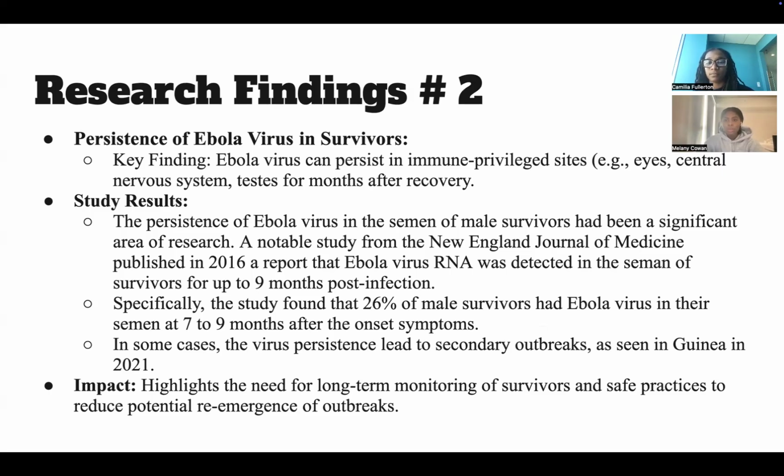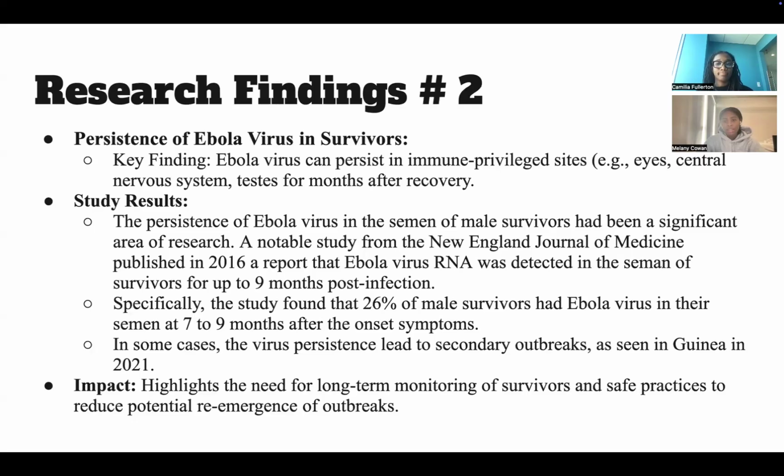A notable study from the New England Journal of Medicine, published in 2016, reported that Ebola virus RNA was detected in the semen of a survivor for up to 9 months post-infection. Specifically, the study found that 26% of the male survivors had Ebola virus in their semen at 7 to 9 months after the onset of symptoms. In some cases, the virus persists and leads to a secondary outbreak, as seen in Guinea in 2021.